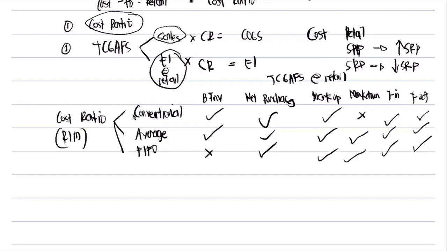However, guys, in our standard now, PAS 2, it is provided that inventory should only be measured using average or FIFO. Average or FIFO. Wala nang conventional.